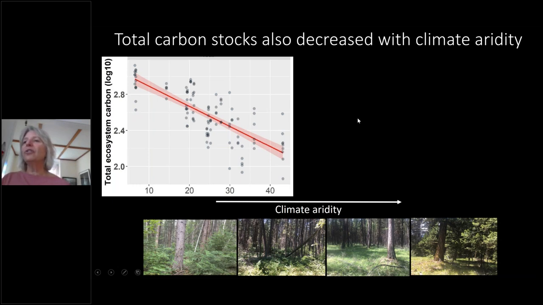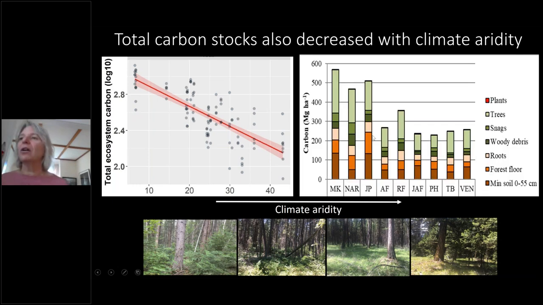And this picture just shows the distribution of that carbon from the wettest forest, which is Malcolm Knapp on the left, all the way up to the driest forest on the other end of the curve. And there's a couple of things I want you to notice here. First of all, about half of the carbon in all of these forests is below ground. Only half of what you see when you're walking in the forest is above ground. The other half is in the forest floor and the roots and the mineral soil. So that, even to me, is astounding.